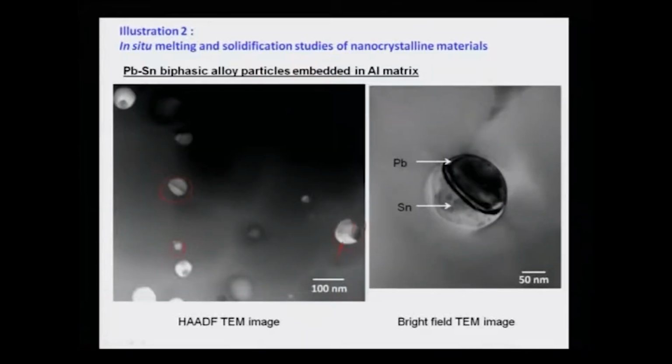So, the beam, which is highly convergent, with a size of the order of a few nanometers, can be allowed to fall on this particle, and then diffraction can be collected. This is also nowadays done routinely in FEG guns.